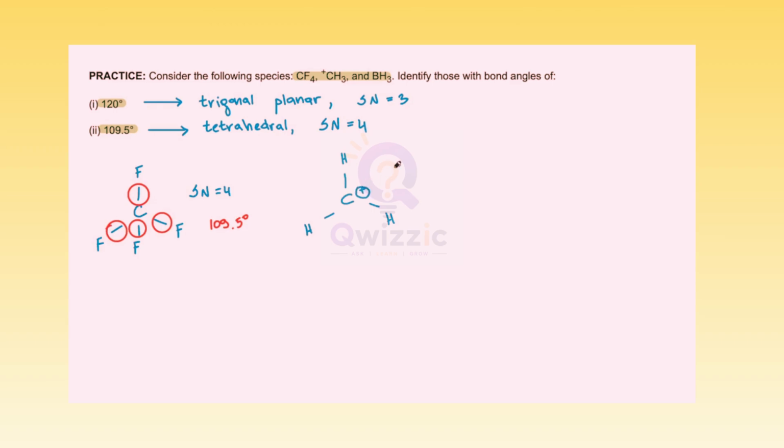We don't have any lone pairs, so once again the steric number is just the sum of individual bonds. We have 3 carbon-hydrogen single bonds, so the steric number is 3, and therefore if the steric number is 3, the expected bond angle would be 120 degrees. Trigonal planar geometry.